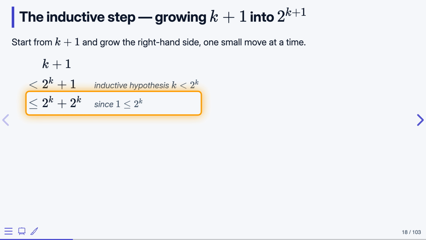Step 2. Now look at that plus 1. For every positive k, 1 is at most 2 to the k. Replace the 1 with 2 to the k. The value can only grow.